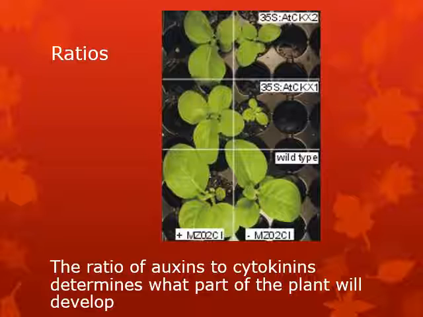It's the ratio of auxins to cytokinins that determines what part of the plant will grow.